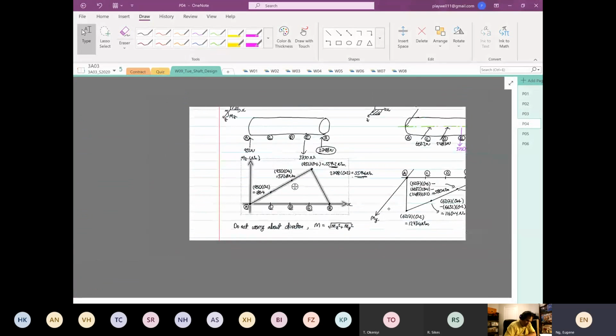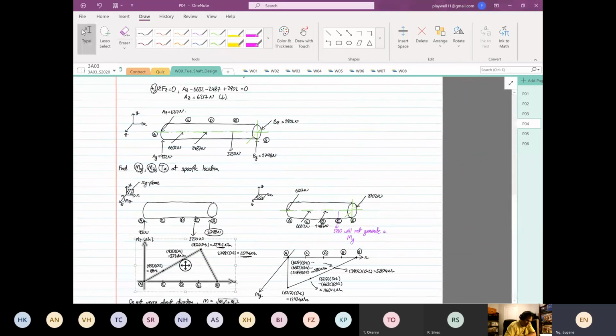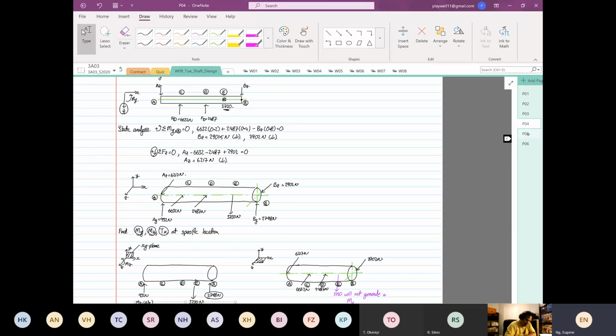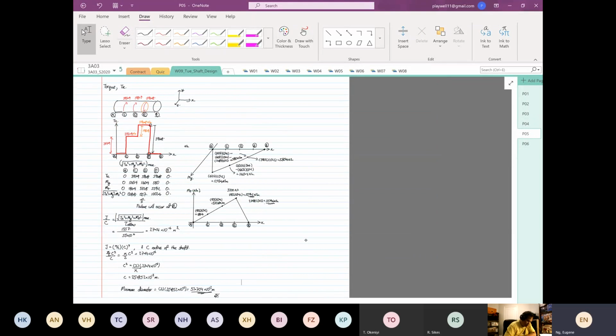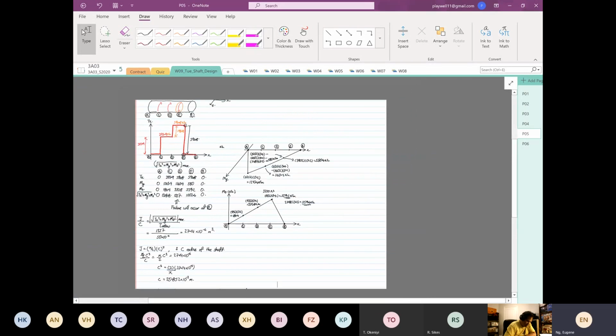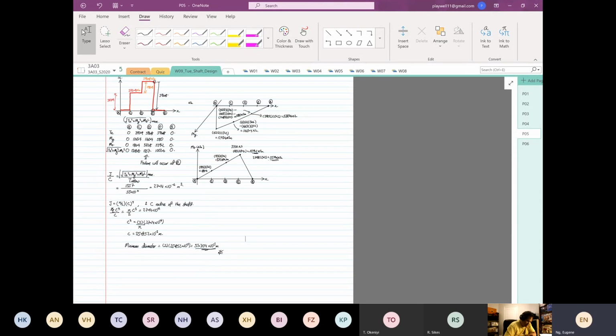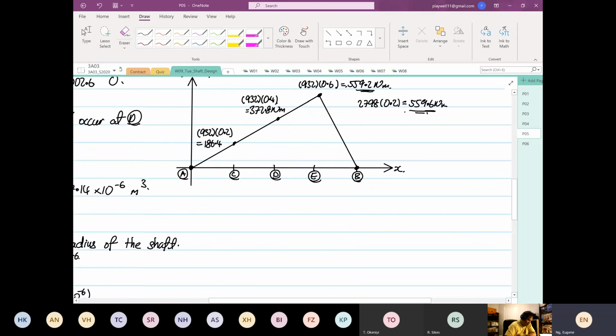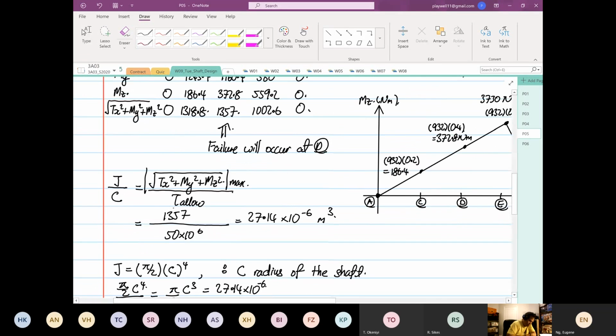From the reactions, how to calculate your moments. So all these are all taking moments. Then from your moment, how to analyze your torque. Okay, so from here you get the diameter of your shaft, and it's dependent on your shear stress, because we are using the maximum allowable shear stress.